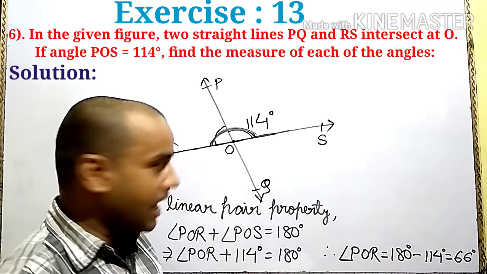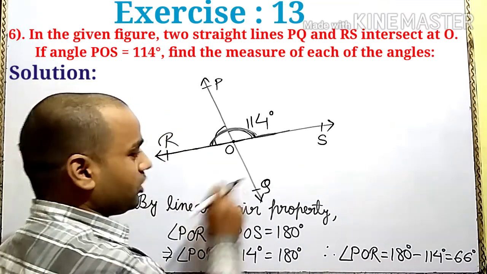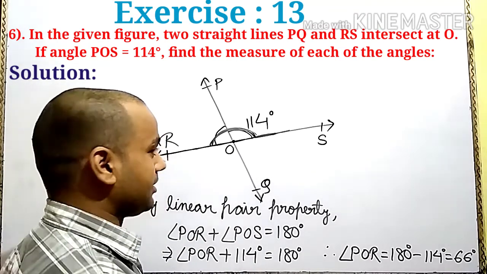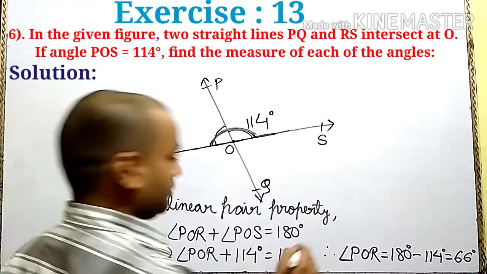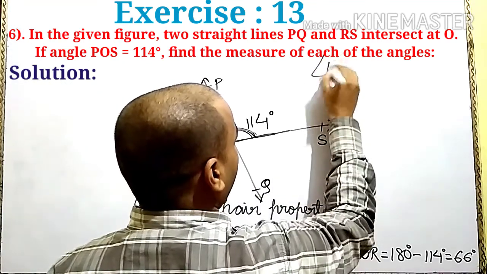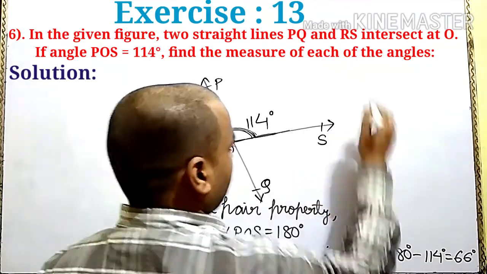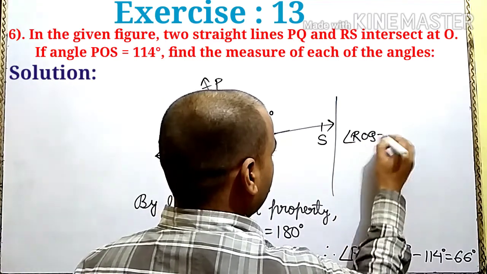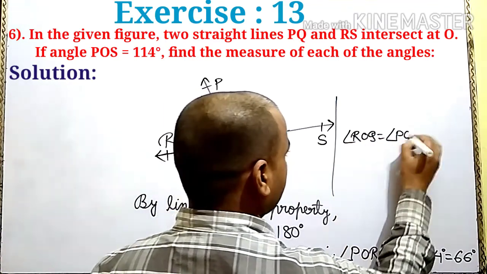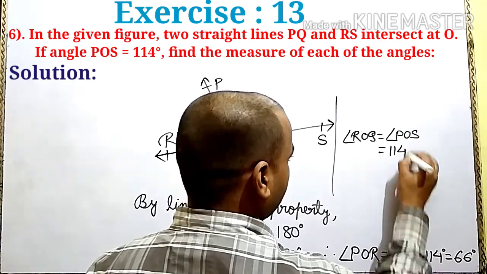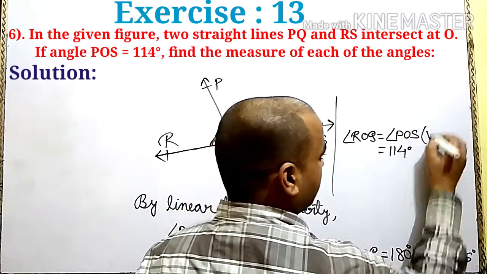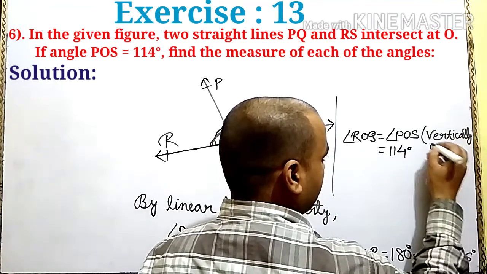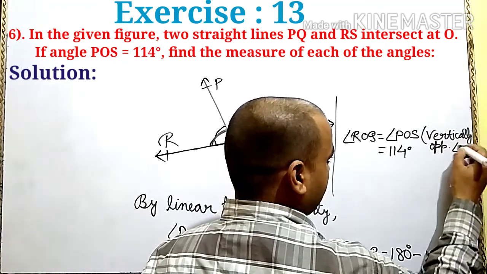Next angle we find ROQ. So here is the concept of vertically opposite angles. So we write here angle ROQ is equal to angle POS is equal to 114 degree. Why? Because vertically opposite angles are equal.